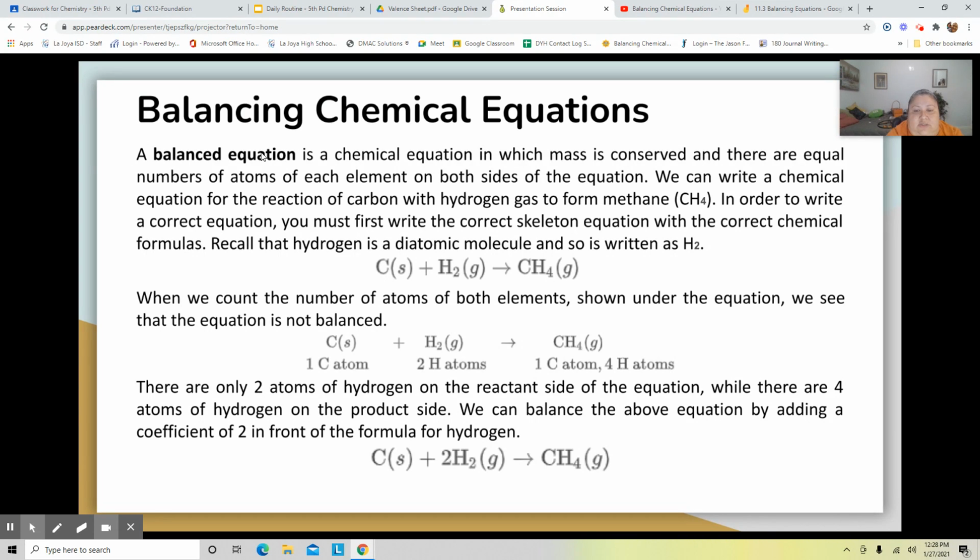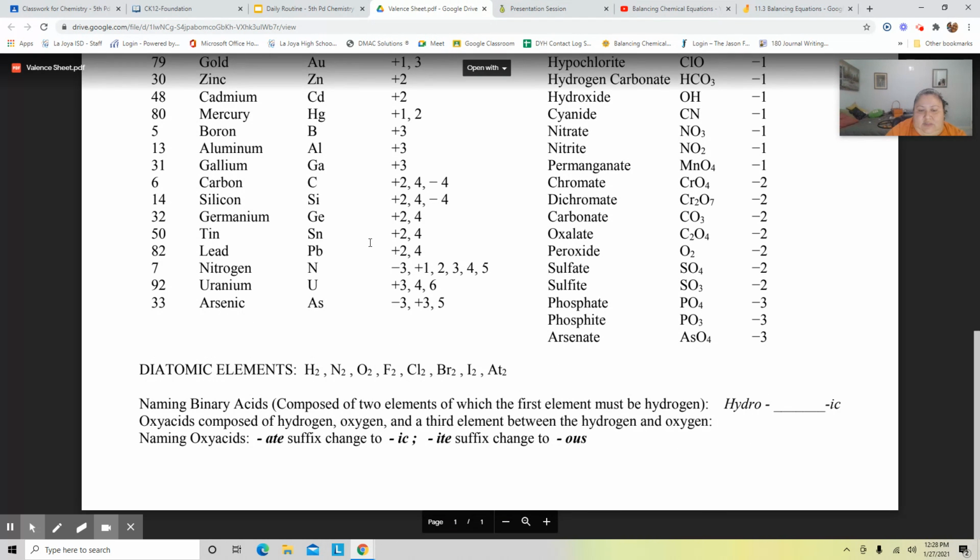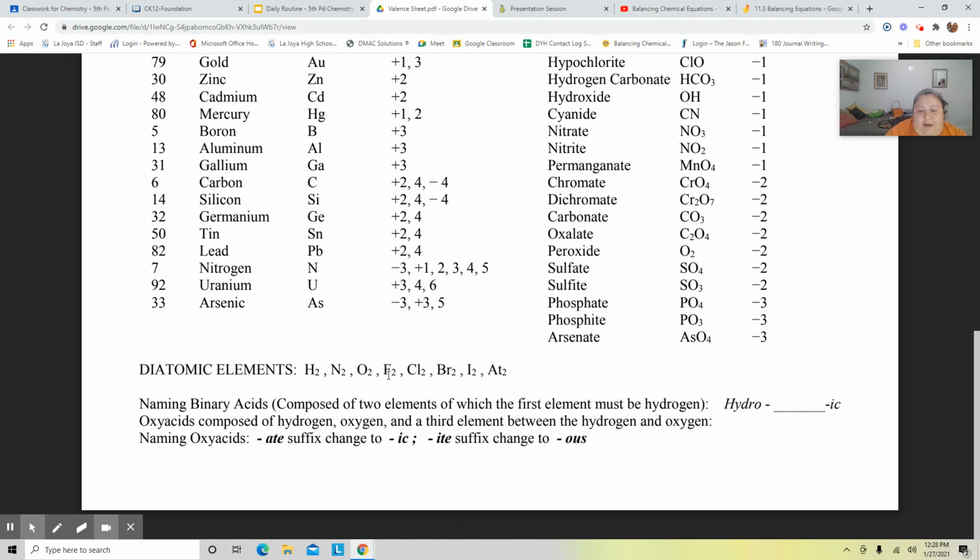Recall that hydrogen is known as a diatomic molecule, and so is written as H2. So anytime you run into these molecules, and there's a list of diatomic elements at the bottom of your ion sheet, if you ever read hydrogen gas, you're going to write H2, nitrogen gas N2, oxygen gas O2, and so on and so on and so on.